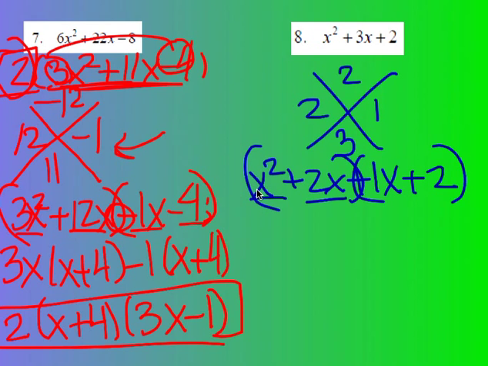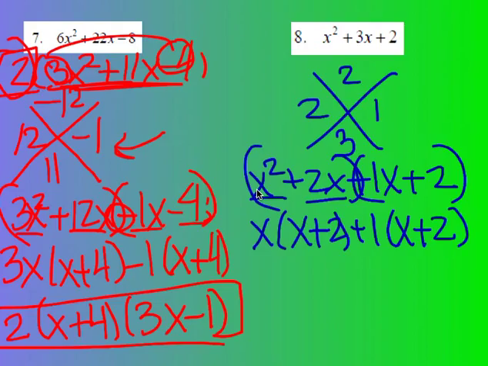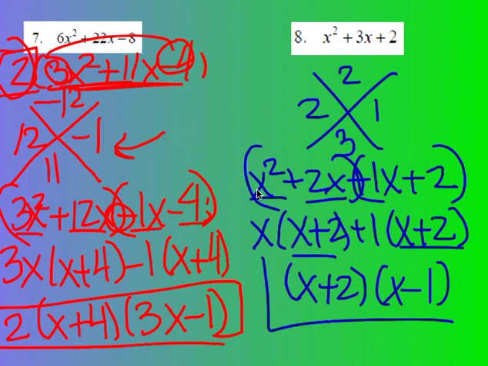Between x squared and 2x, we can take out an x, and then we're left with x plus 2. Between 1x and 2, we can take out a 1, and then we're left with x plus 2. Okay? So then my leftovers are matching here, so I'm going to factor out an x plus 2, and then I'm going to write x plus 1 after that.